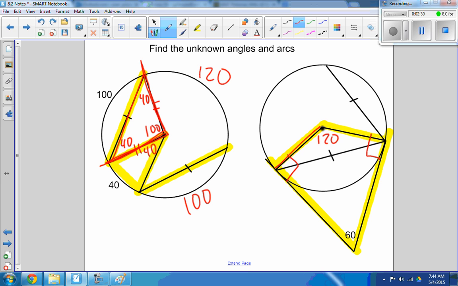And then this creates this minor arc. That central angle creates the minor arc. So that's got to be 120 degrees. Well, look, those chords are congruent. So this has also got to be 120 degrees. And then all the arcs in a circle add up to 360. So this arc is also 120 degrees.